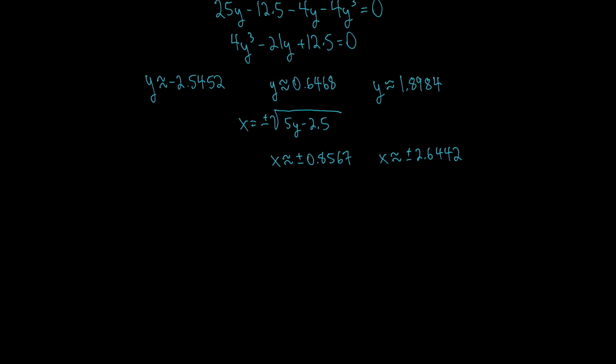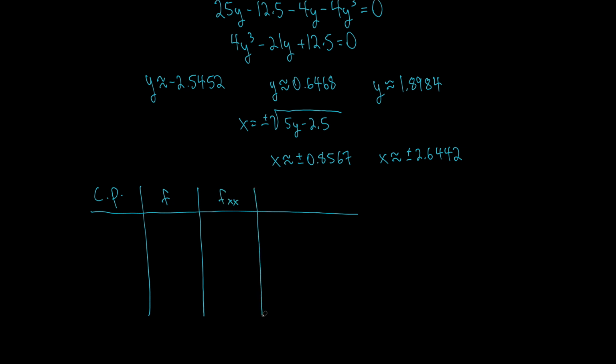So how about we make a nice little table of all our critical points and what each one is. So I'll have my critical point. I'll have f, the value of my function. I have f_xx, the value of my second derivative. I have the value of D over there, and then I'll figure out what each of those things is.